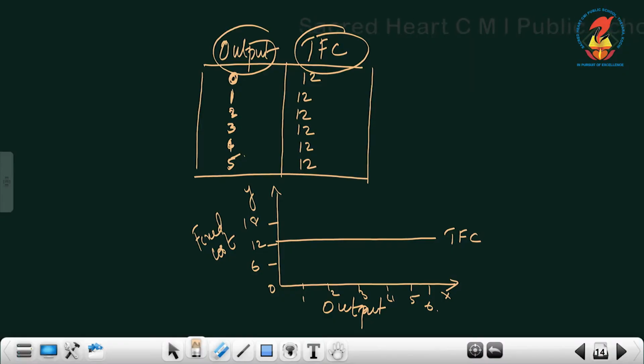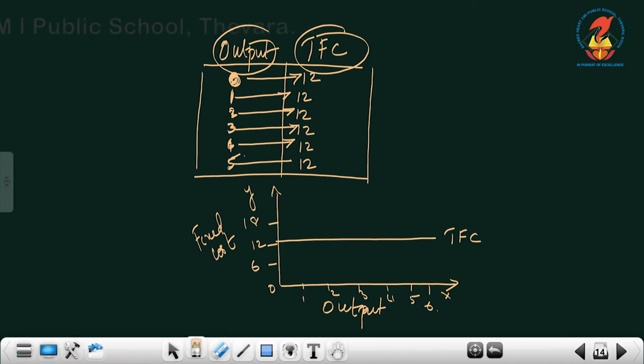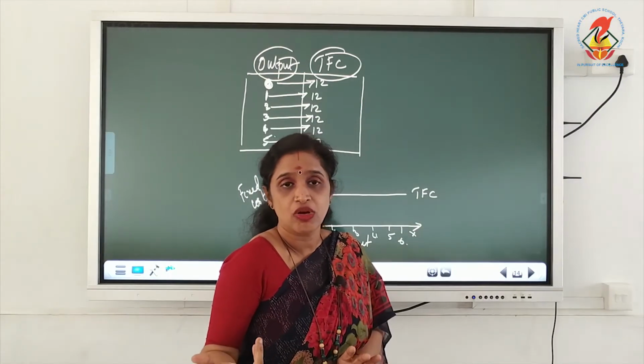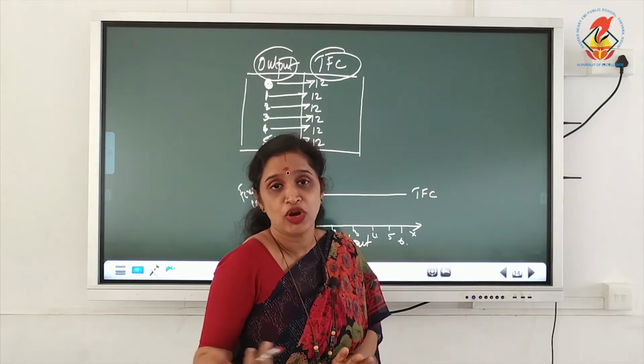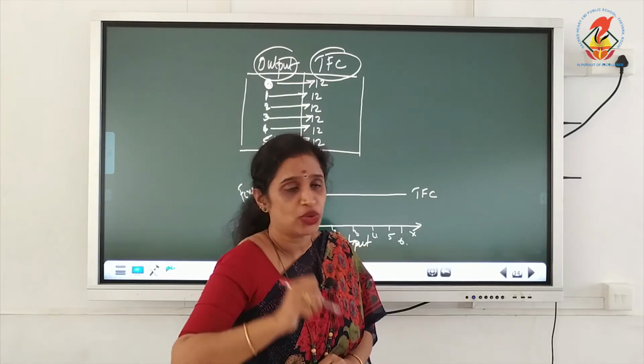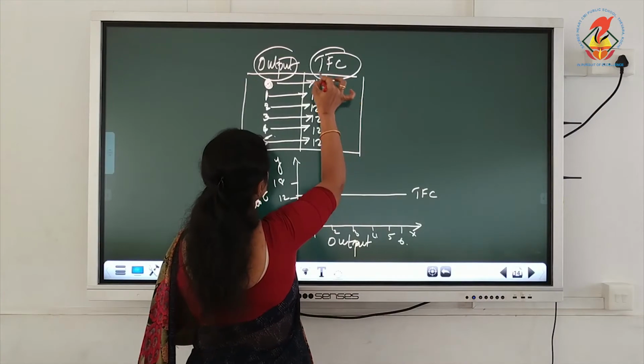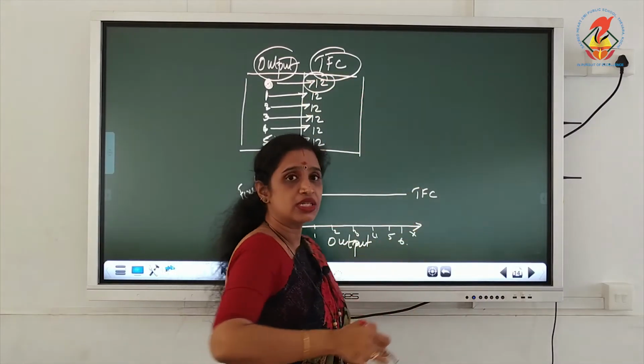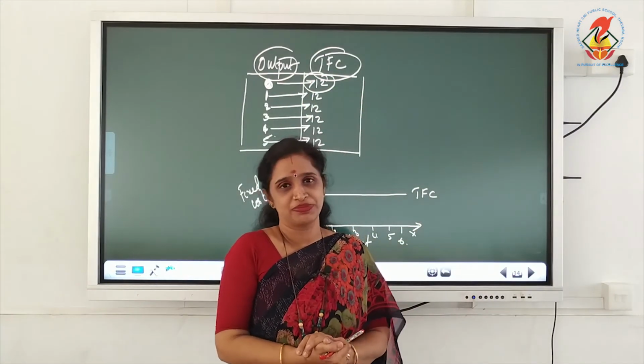Okay. Now, we can find at 0 level of output, what is the total fixed cost? 12. At first level of output, total fixed cost is 12. Second level of output, 12. Third, 12. Fourth level of output, 12. Fifth level of output also it is 12, because their cost remains to be fixed. It will not change. But one thing you have to note here, even at 0 level of output, there is a total fixed cost. How come?